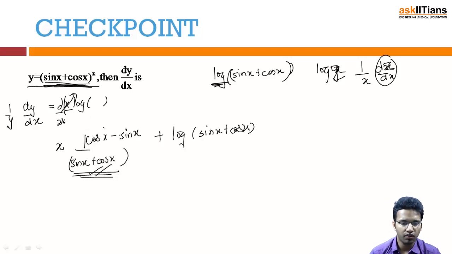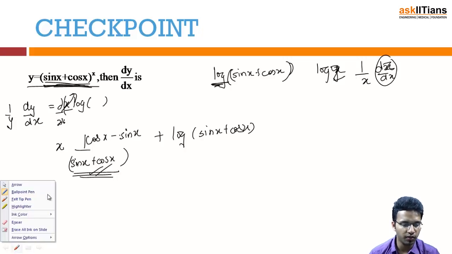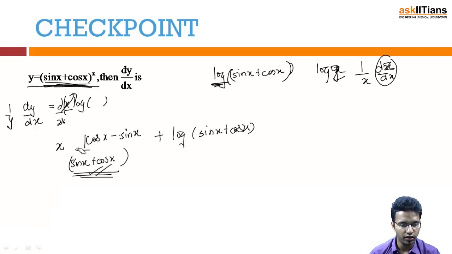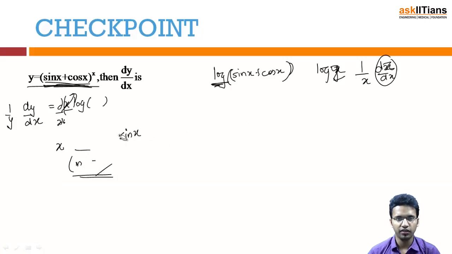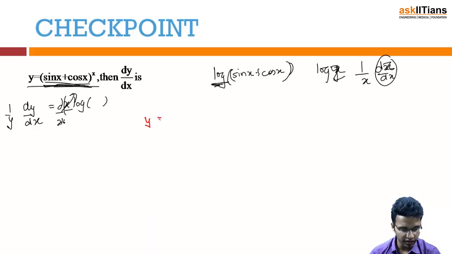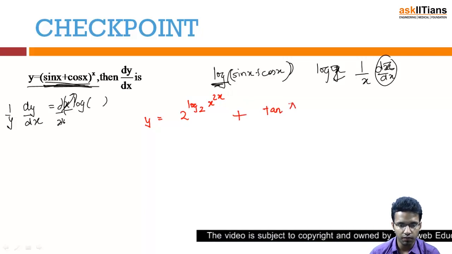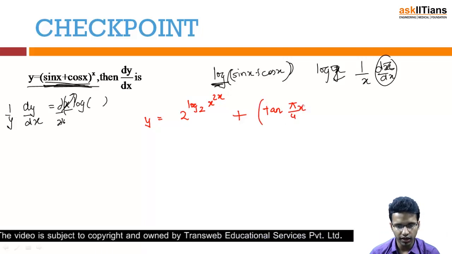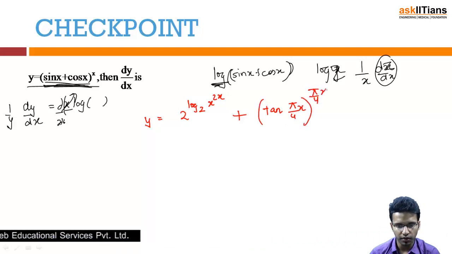Okay, so let's do one more problem, an interesting problem. I'll do it here only. I'll write the question here itself, and this thing just clicked in my mind, okay. Because these questions are becoming quite easy, this question just clicked in my mind. It says y is equal to 2 raised to power log 2 x raised to power 2x, okay, plus something of tan pi by 4, x raised to power pi by 4 x.